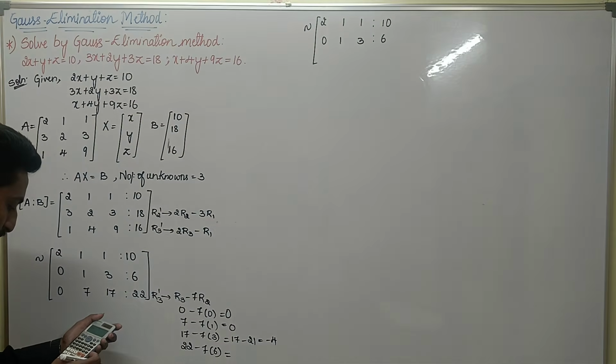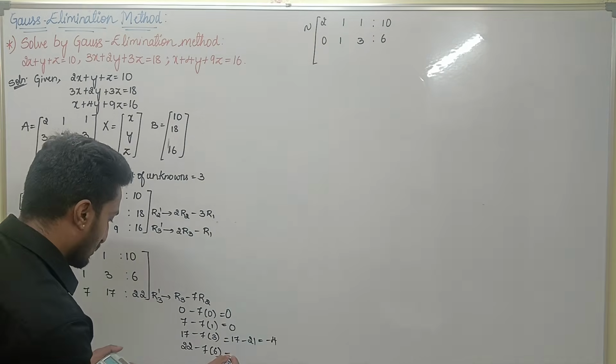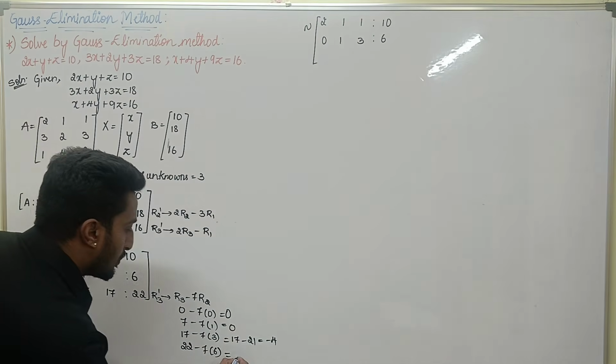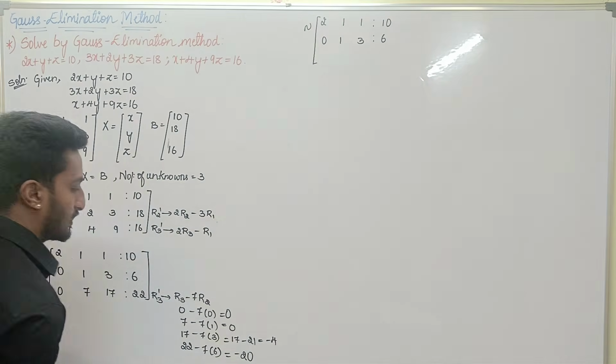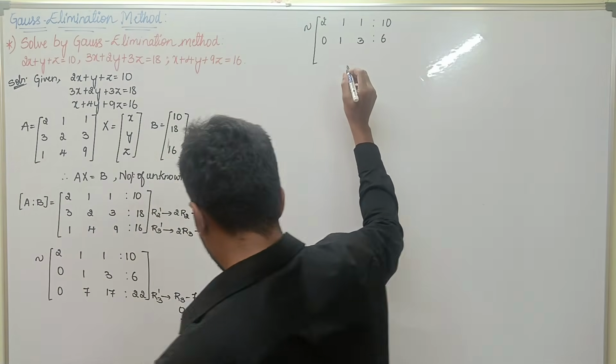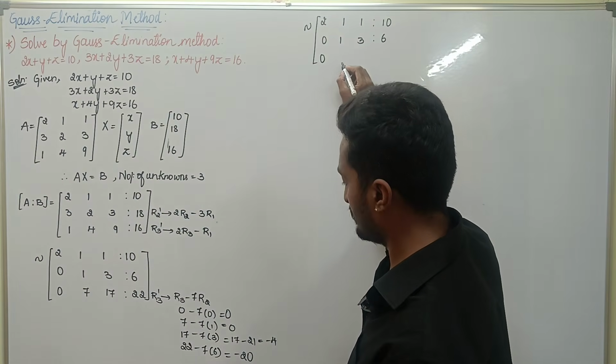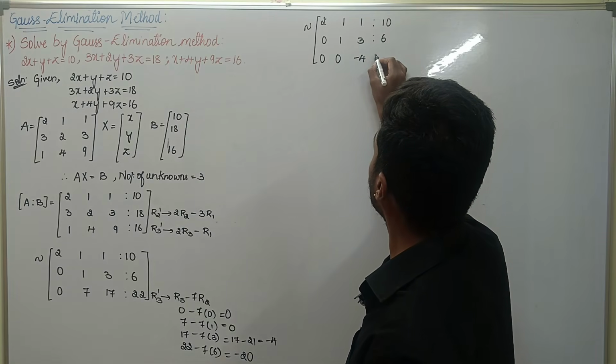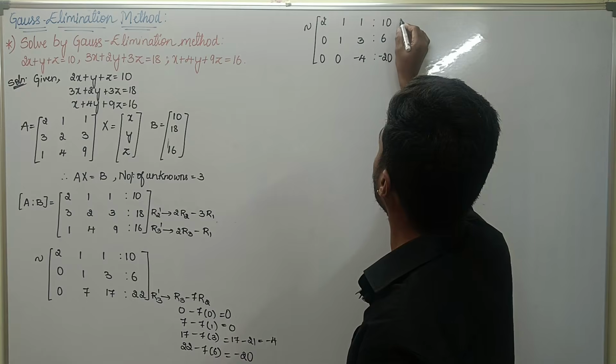Which is equal to 22 minus 7 into 6, which is equal to minus 20. That is, now let us simplify: 0, 0, minus 4 is to minus 20.